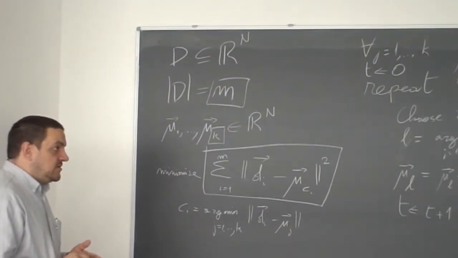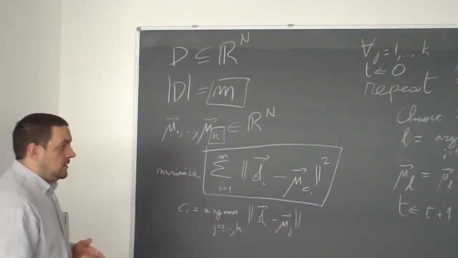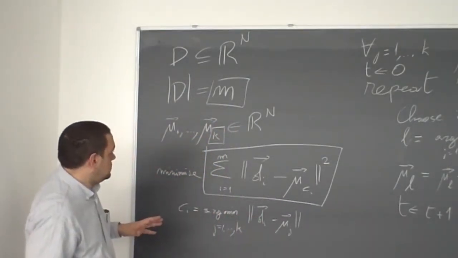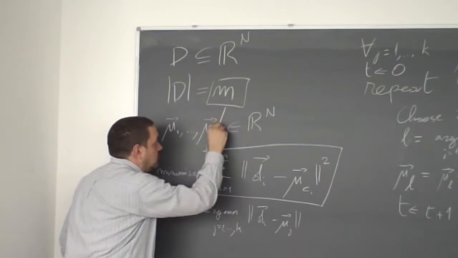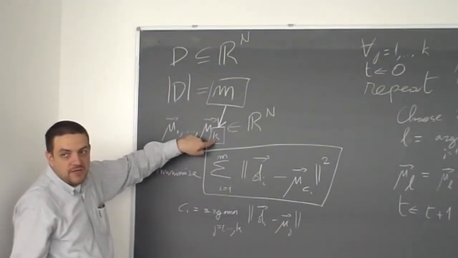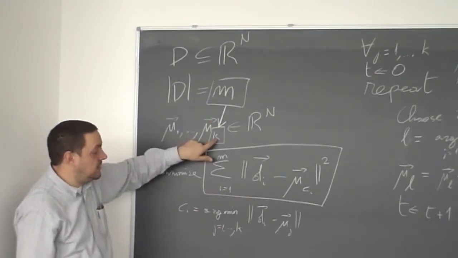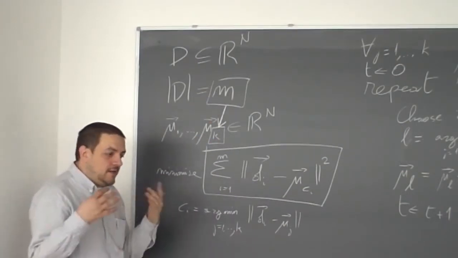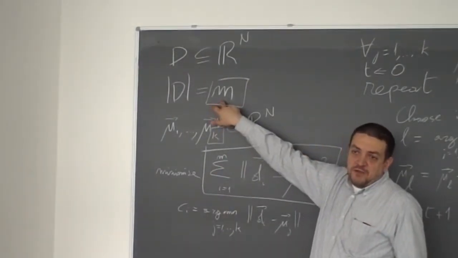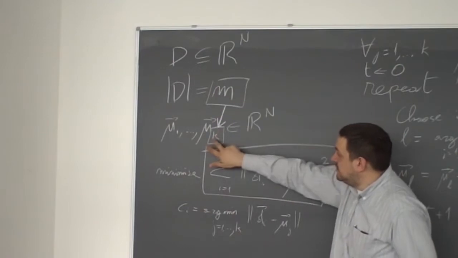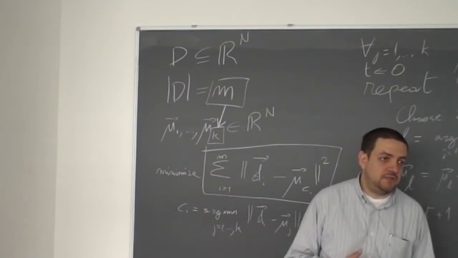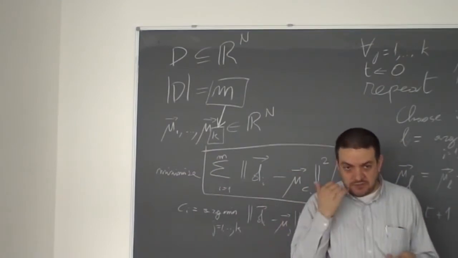Anyway, what's important is that we reduce the complexity of our set from M to K. In another sense, I'm saying that rather than considering 1000 different elements, I'm just considering k different types of elements, k different classes of elements.